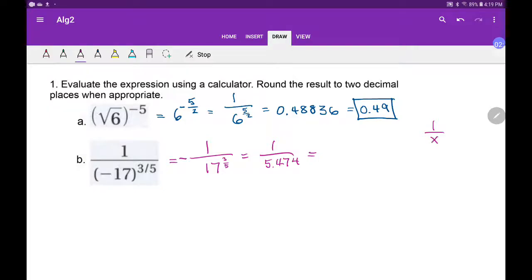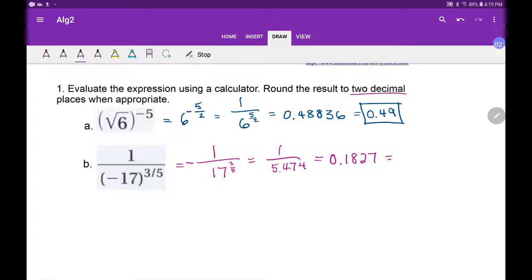The 1 over x button looks like this on my calculator. And it gives me the inverse. And so I'm going to get 0.1827, and I'm going to round it. It says give me 2 decimal places. So 0.1, the 2 doesn't tell the 8 to round up, so it just stays 8. This 2 right here says, no, don't round up. So if it were 5, then yes, I would.